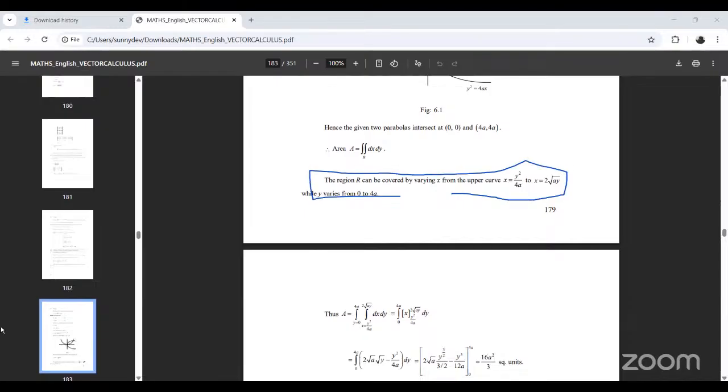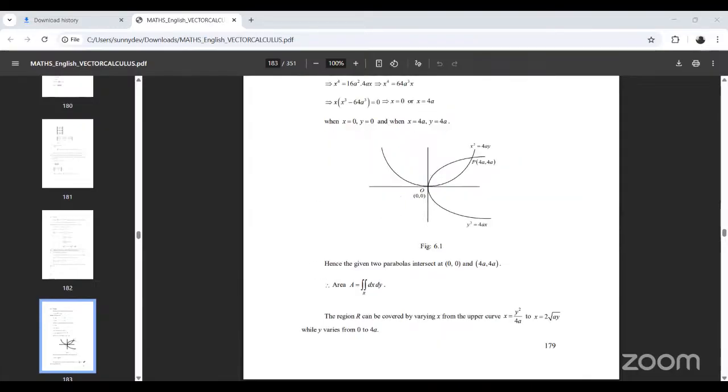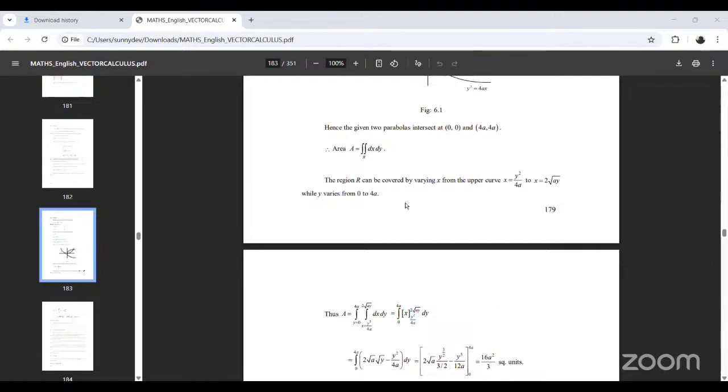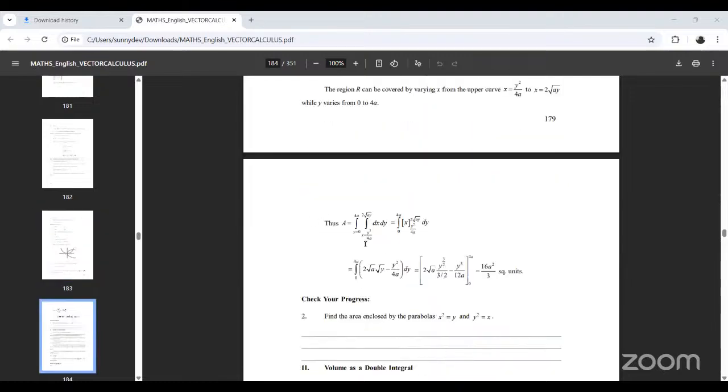When we read the x limit, we have to draw a line parallel to the x-axis. When you draw the line parallel to the x-axis, where it meets the first curve is the entry and where it leaves is the exit. So that we can find the x limits. After finding the x limits, we substitute dx dy. First we do the integration with x. The integral of 1 dx is x.